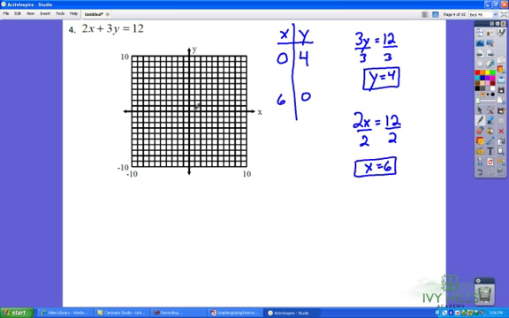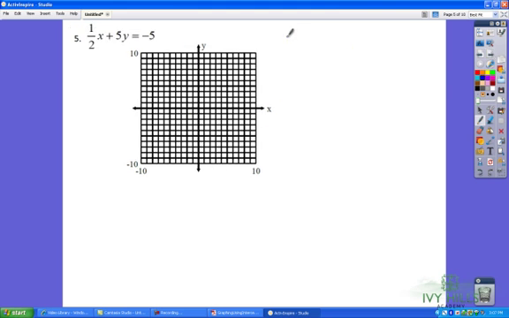So these points will be 6, 0, 2, 3, 4, 5, 6. There's my x-intercept. A y-intercept of 0, 4 is going to be right here. Plot your intercepts and then simply draw a line through those 2 points in order to have the line for 2x plus 3y equals 12.